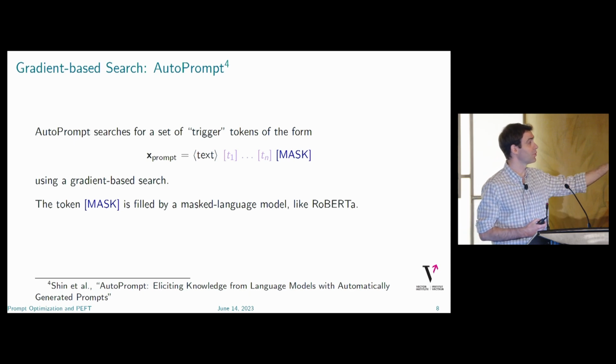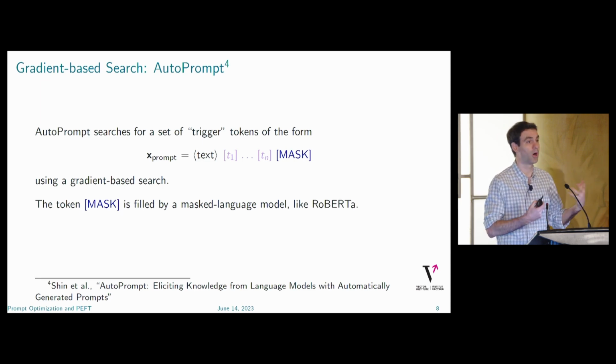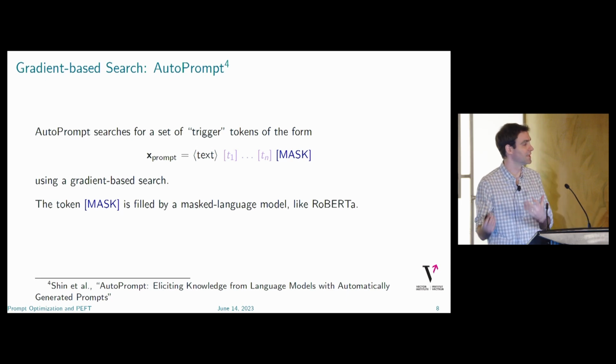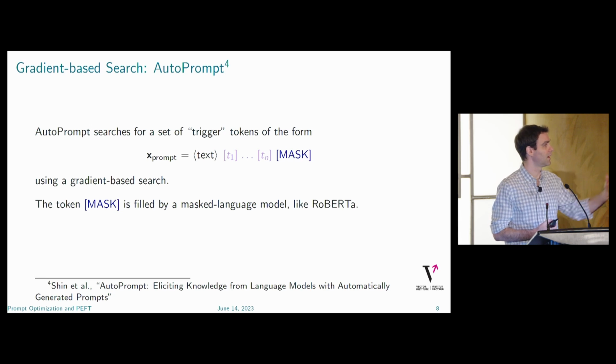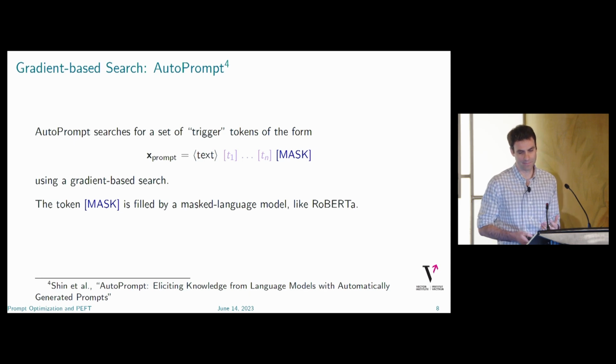But the idea with AutoPrompt is that you have some, say, text that you're going to input into the model, and then you're going to be optimizing some trigger tokens that will help the model perform the downstream task. In this particular approach, they used a masked language model, specifically RoBERTa, to fill in that mask token with the response that the model is supposed to give.